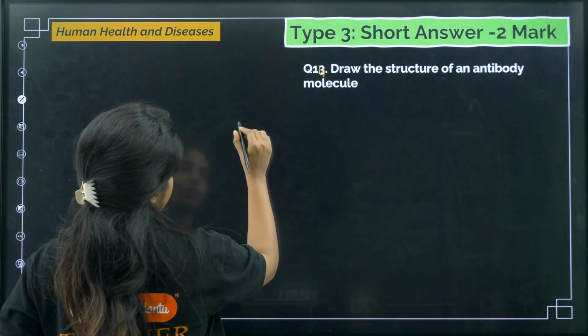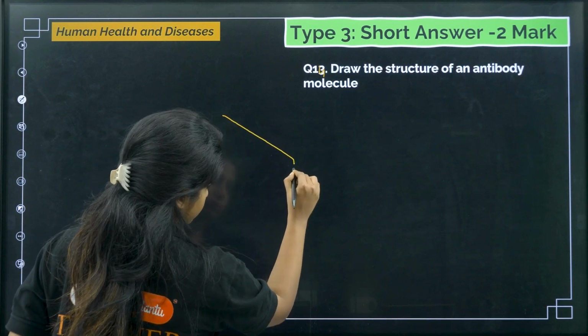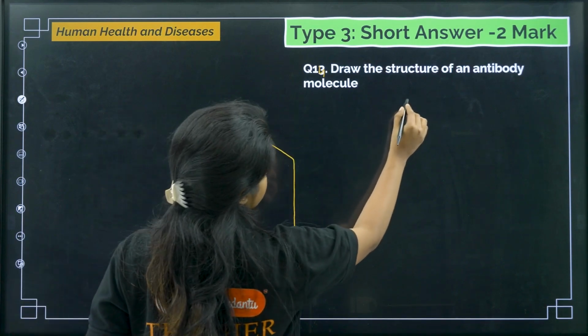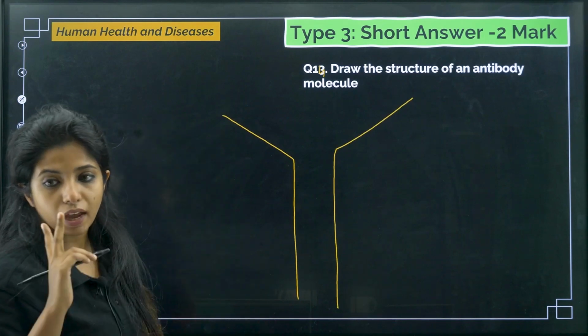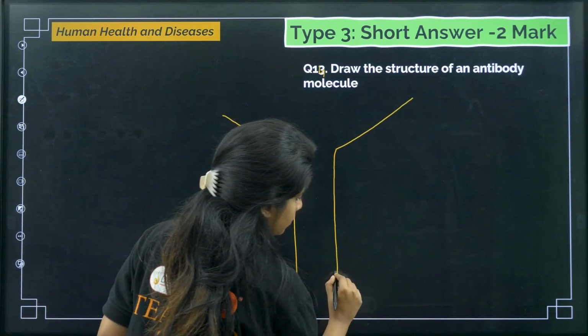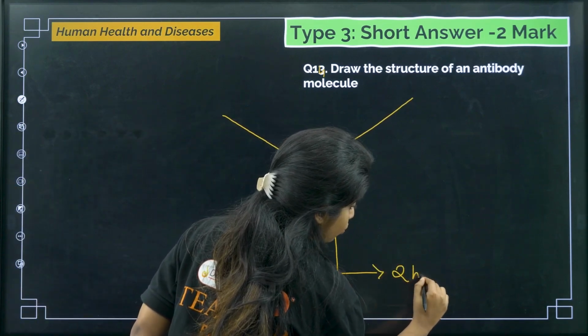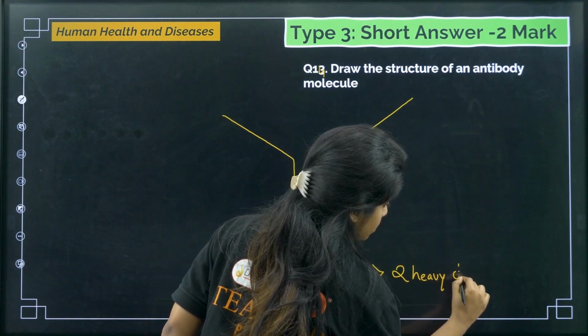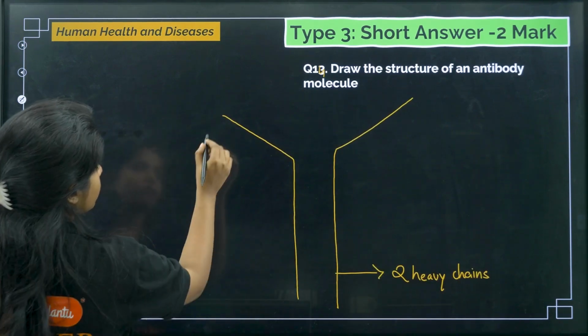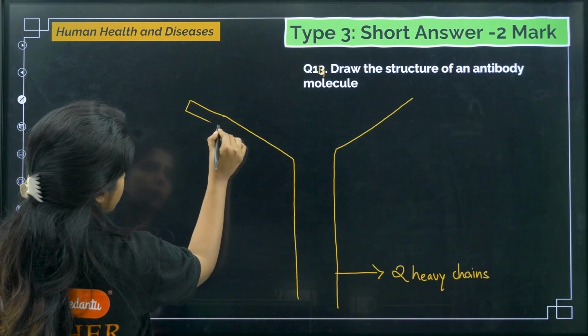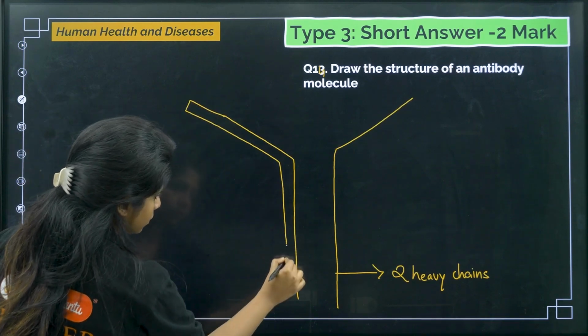Listen. First, make heavy chains. So the first thing that you need to understand is that all the antibodies have two heavy chains. What are they? They are the two heavy chains. Now, if you want, you can make the heavy chains in a double format also, like this.